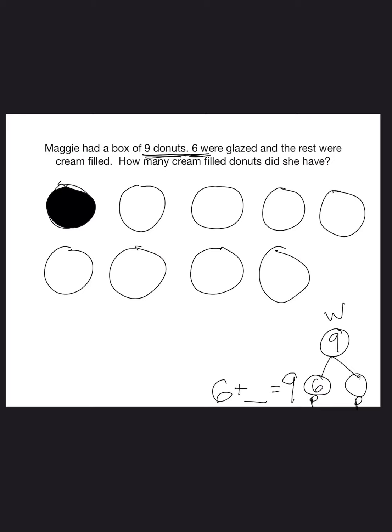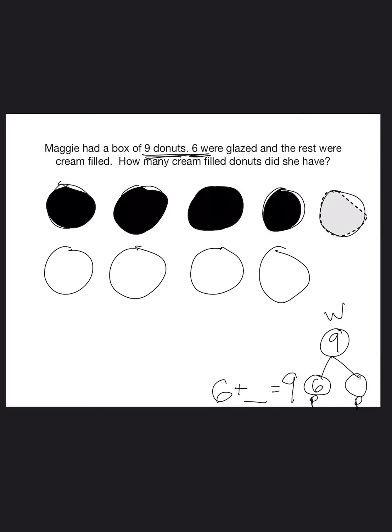1 glazed donut, 2, 3, 4, 5, and 6. Very good, boys and girls. By looking at this picture, it's really easy for me to see how many cream-filled donuts Maggie had. I want you to take a second, go ahead and finish your equation and the number bond for me, okay? I'm going to give you a second to do that, and then we'll check it together.